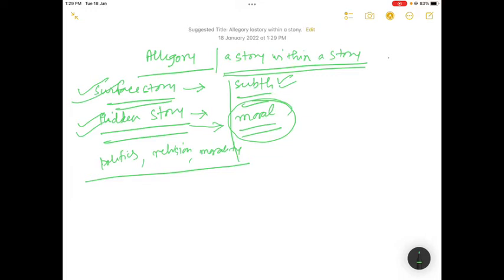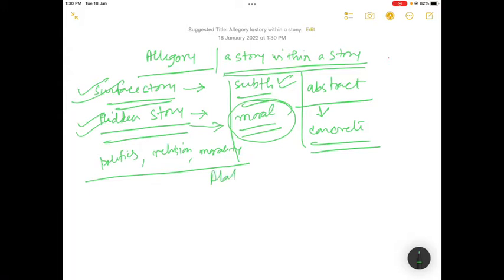Now, when authors are not able to communicate the thoughts directly to the readers, then they take the help of allegories. So in allegories, abstract ideas sometimes are communicated by some concrete characters. Now, literary allegories typically describe situations and events or express abstract ideas in terms of material objects, persons, and actions.